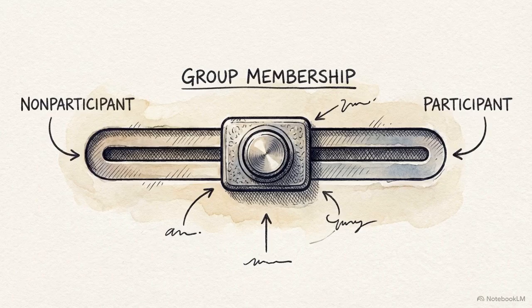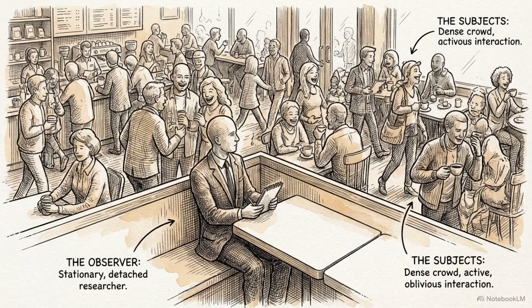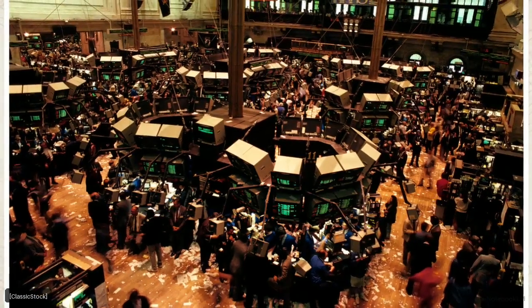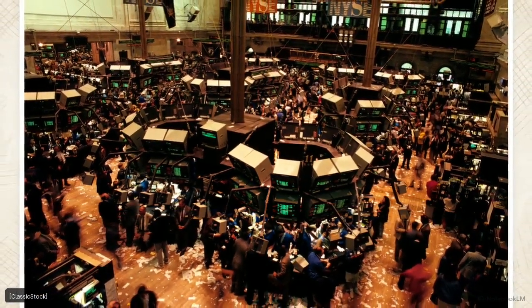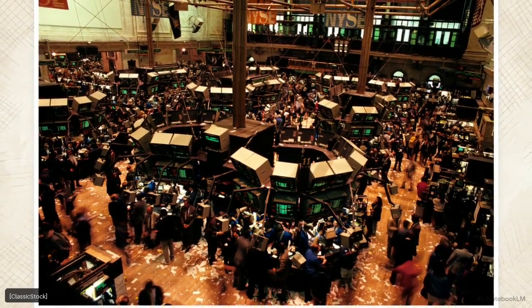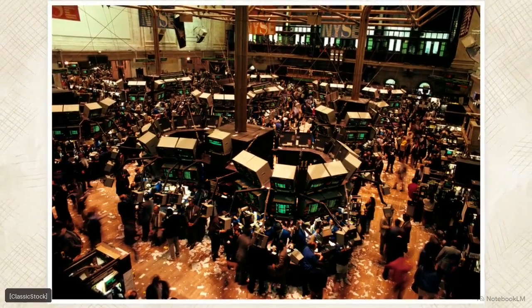This leads directly to the group membership slider. How close must a researcher get to their subjects to truly understand their actions? At one extreme is passive participation. The researcher shares the physical space but remains entirely outside the social dynamic. Imagine shadowing a Wall Street broker on a crowded trading floor. You are physically present in this high-stress setting, but strictly a bystander.